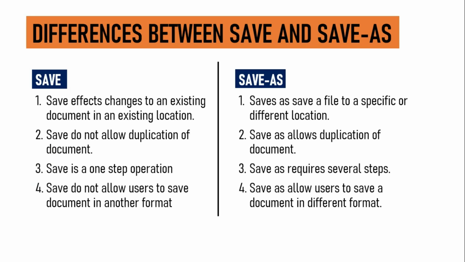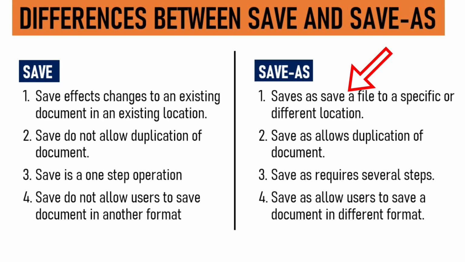So moving back to our differences between the save and the save as command. As said, the first one says save affects changes to an existing document in an existing location, while the save as saves a file to a specific or different location, and we've looked at that. And the second one says save does not allow duplication of a document, but the save as allows duplication of a document, and that was also illustrated.